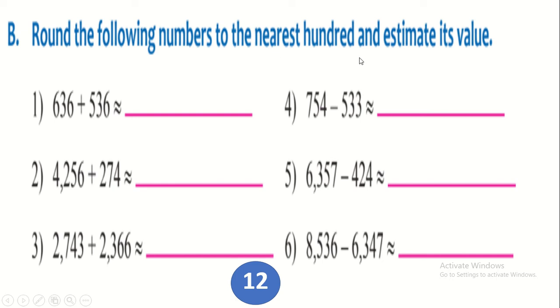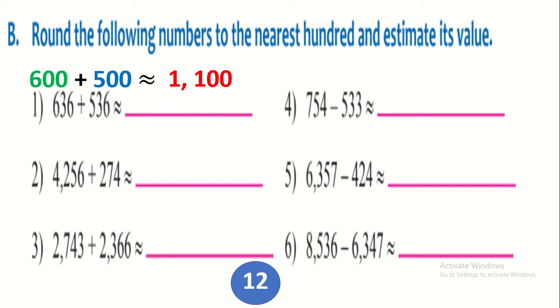Okay, nearest 100. For number 1, 636 plus 536. The nearest 100 for 636 is 600. Plus 536, the nearest 100 is 500, because 536. And then you add the numbers: 600 plus 500, the answer is 1100.